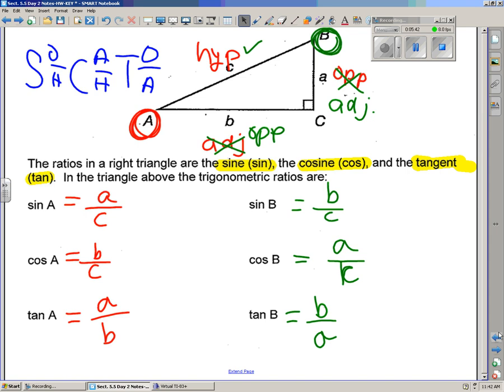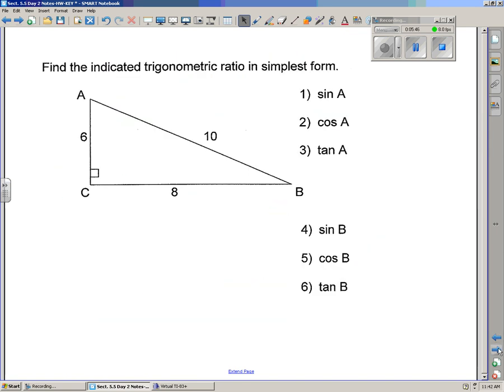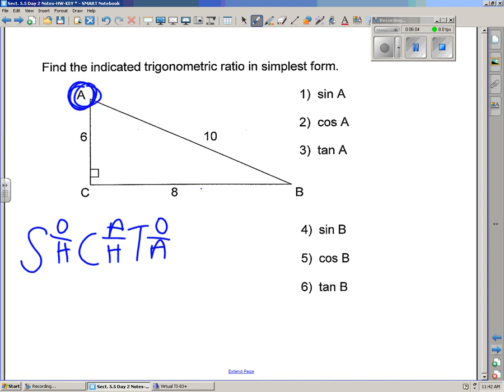So if we look on this next slide, find the indicated trig ratio in simplest form. Ratios are just fractions, and you're going to put them in simplest form. Again, SOHCAHTOA, you're going to memorize how to spell it, and you're never going to forget it. So sine of A. If A is the angle I'm referring to, then 8 is the opposite leg, 6 is the adjacent leg, and 10 is the hypotenuse. So the sine is O over H, which is 6 over 10, and that simplifies into 3 over 5.